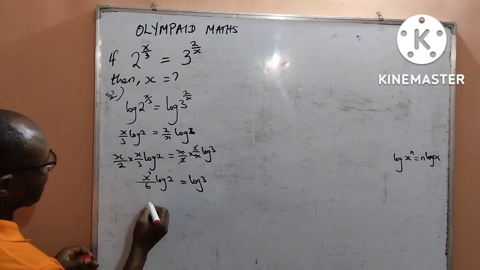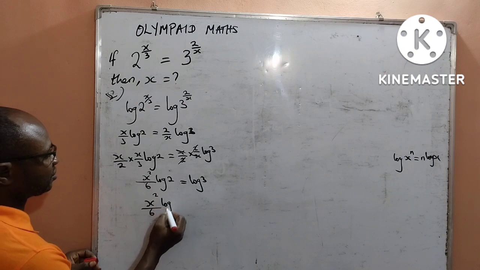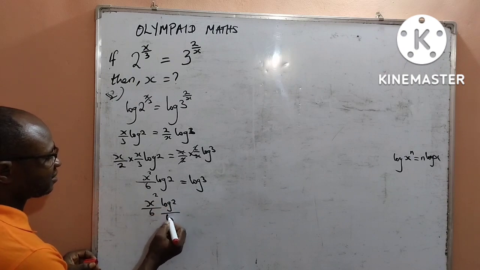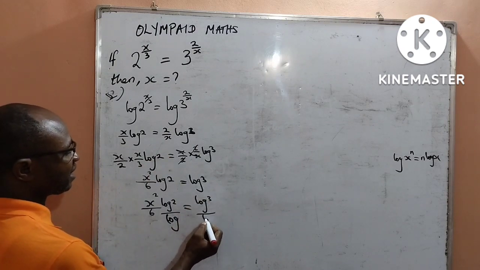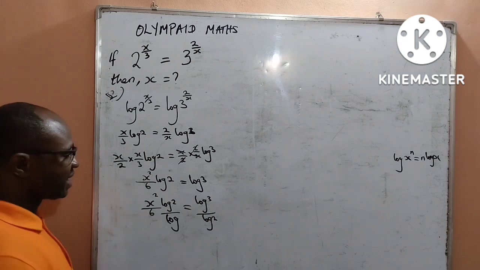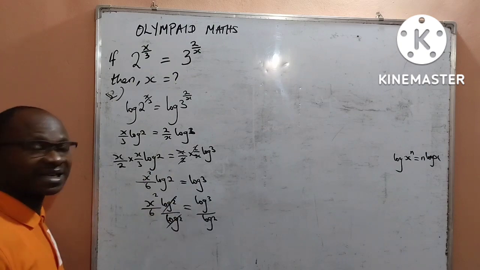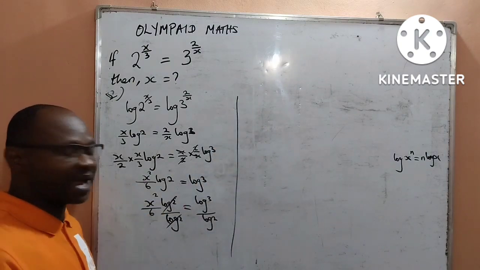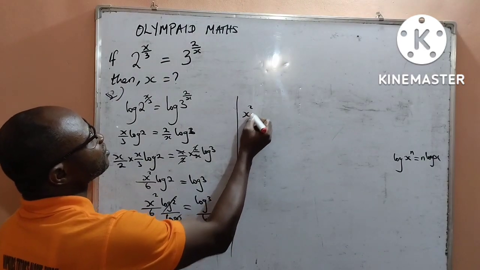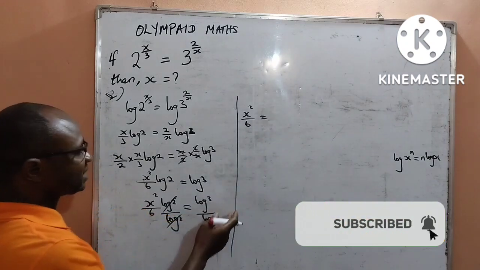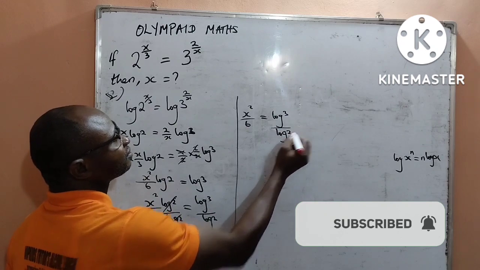That means I shall be having x raised to the power 2 over 6, then log 2, divided by log 2. And on the right hand side, I will do the same thing, log 3 divided by log 2. You can now see with me that log 2 at the denominator will cancel log 2 at the numerator. And that implies that I am left with, on the left hand side, x raised to the power 2 over 6, and on the right hand side, log 3 all over log 2.